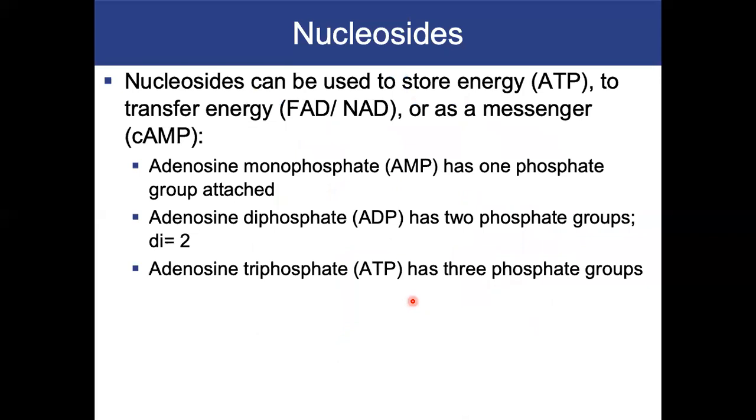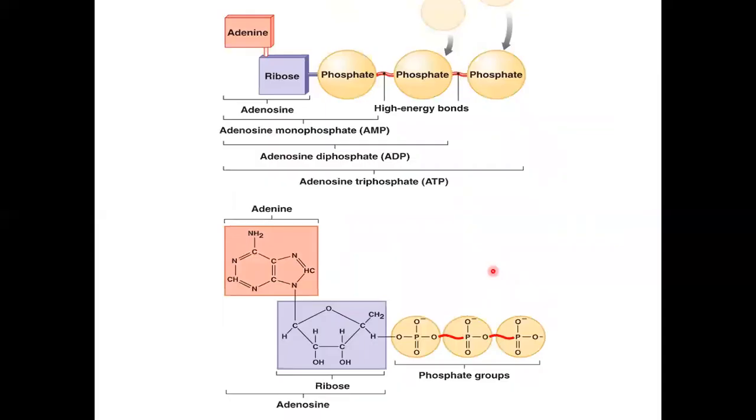Nucleosides are variations on that theme. They're used to store energy, transfer energy, or as a messenger. Take a look at the bottom one. Adenosine triphosphate is ATP. It has 3 phosphate groups. Let's take a look at the picture. So here's your adenine, which is the same as your nitrogenous base, right? And then you have your ribose sugar, and then you have a phosphate group attached to it.